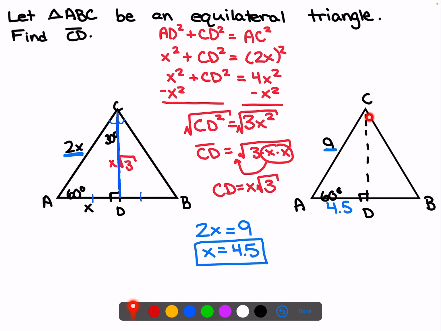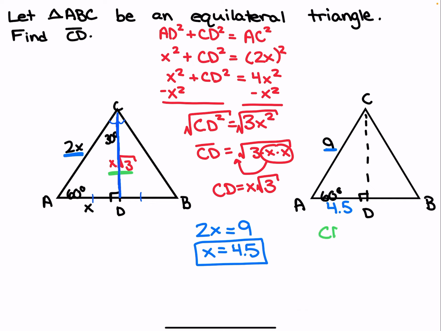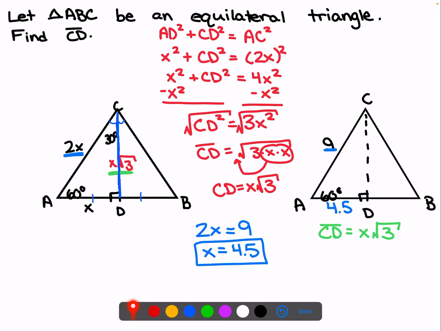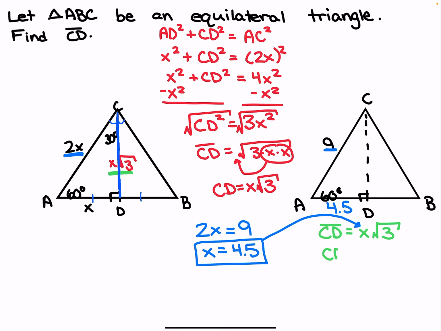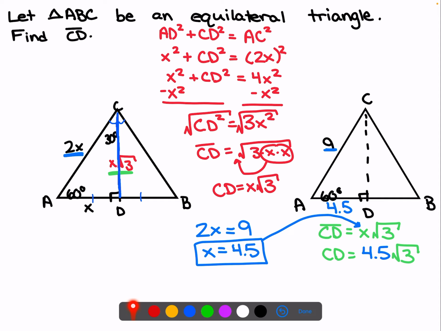Lastly, we need to solve for CD. I see that CD is equal to x radical 3. So CD equals x rad 3. Do we know what x is? Well, yes, we just solved for x. X is 4.5. So I'm going to substitute 4.5 in for x, and that leaves us with CD equals 4.5 rad 3, which is about 7.8.